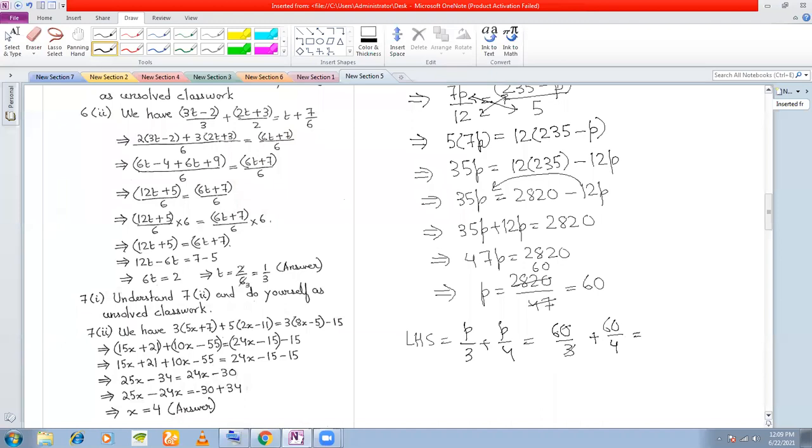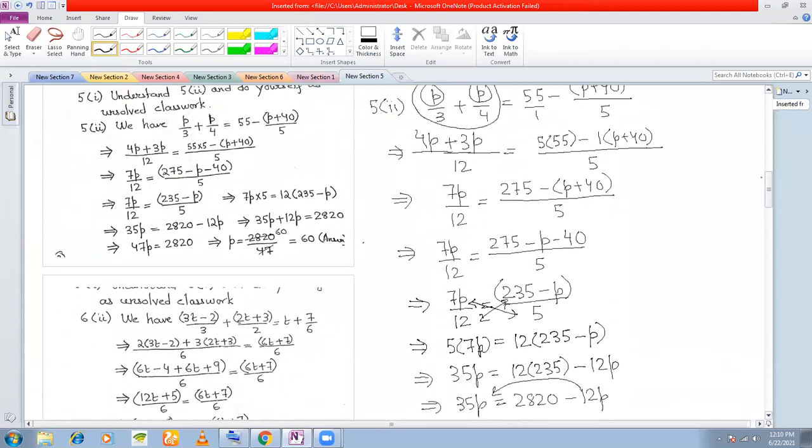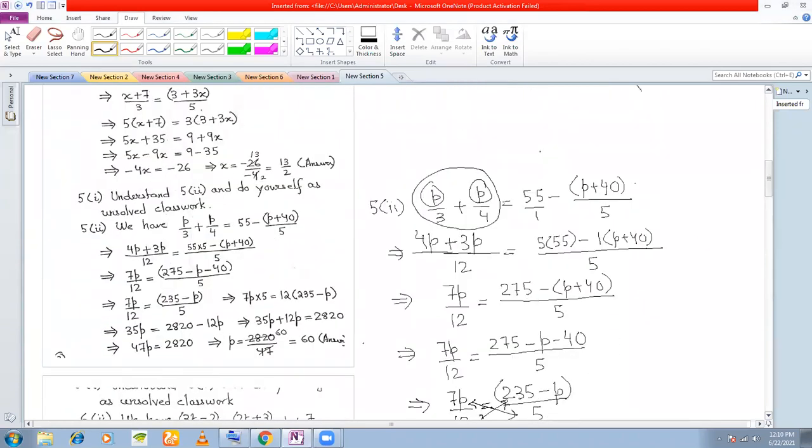How much are you getting? Cancel this. You get 20. And here you get 15. So once you put p is equal to 60, left hand side you are getting as 35. Now you check the right hand side, whether you're getting 35 on the right hand side or not. So let's see what is the right hand side of this equation. The right hand side of this equation is this 55 minus p plus 40 by 5.